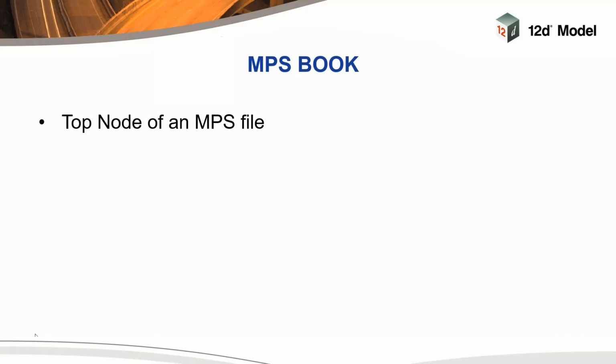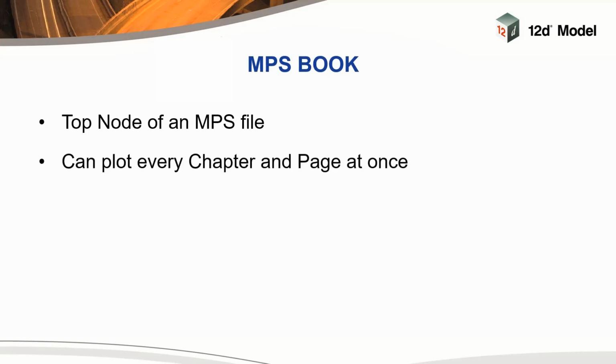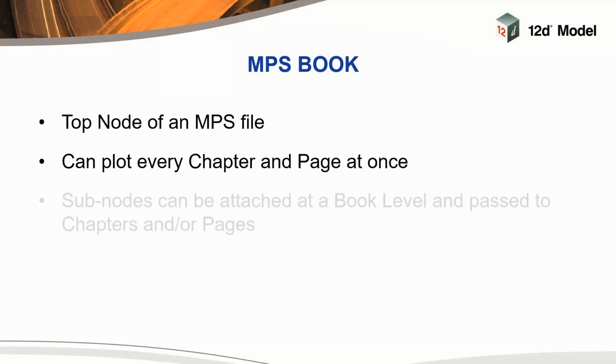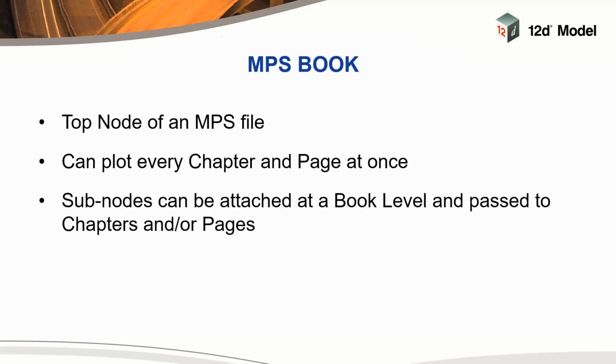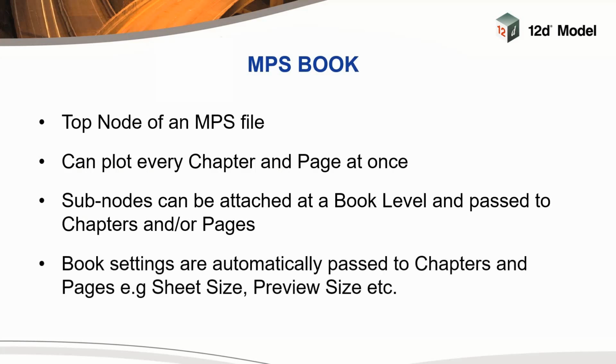Okay, an MPS book. An MPS book is the top node of an MPS file. You can plot every chapter and page at once from a book level. And subnodes can be attached to the book level and passed through to chapters or pages. Book settings are automatically passed to chapters and pages. For example, the sheet size and the preview size can be obtained from a book level.